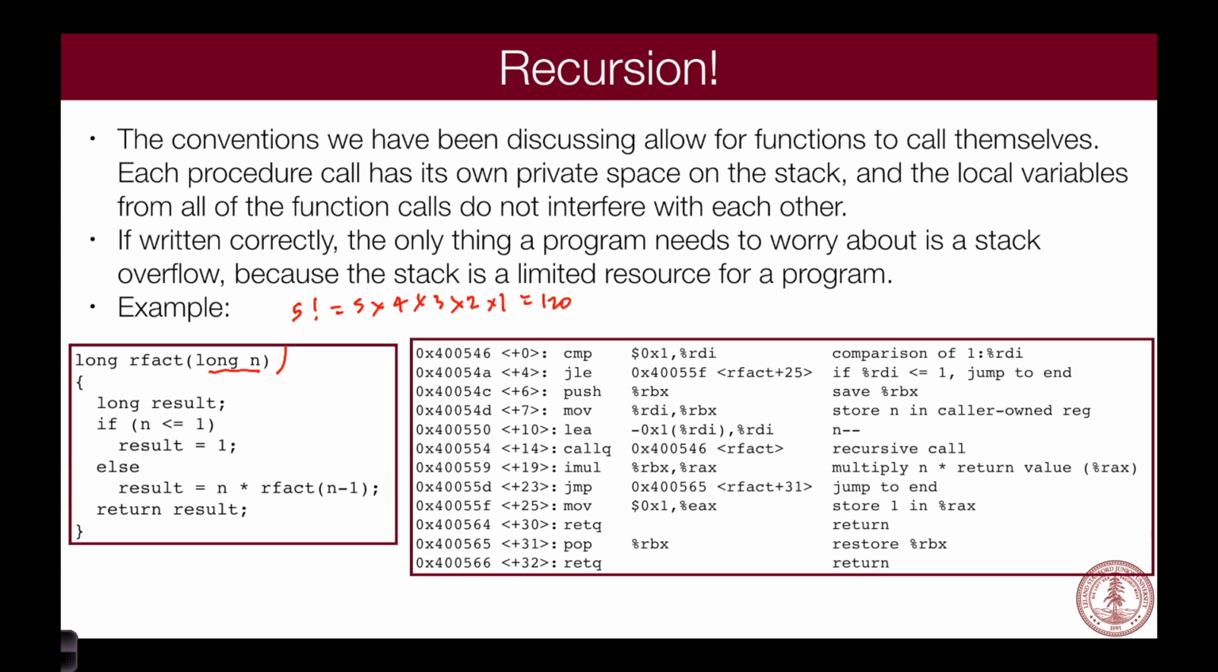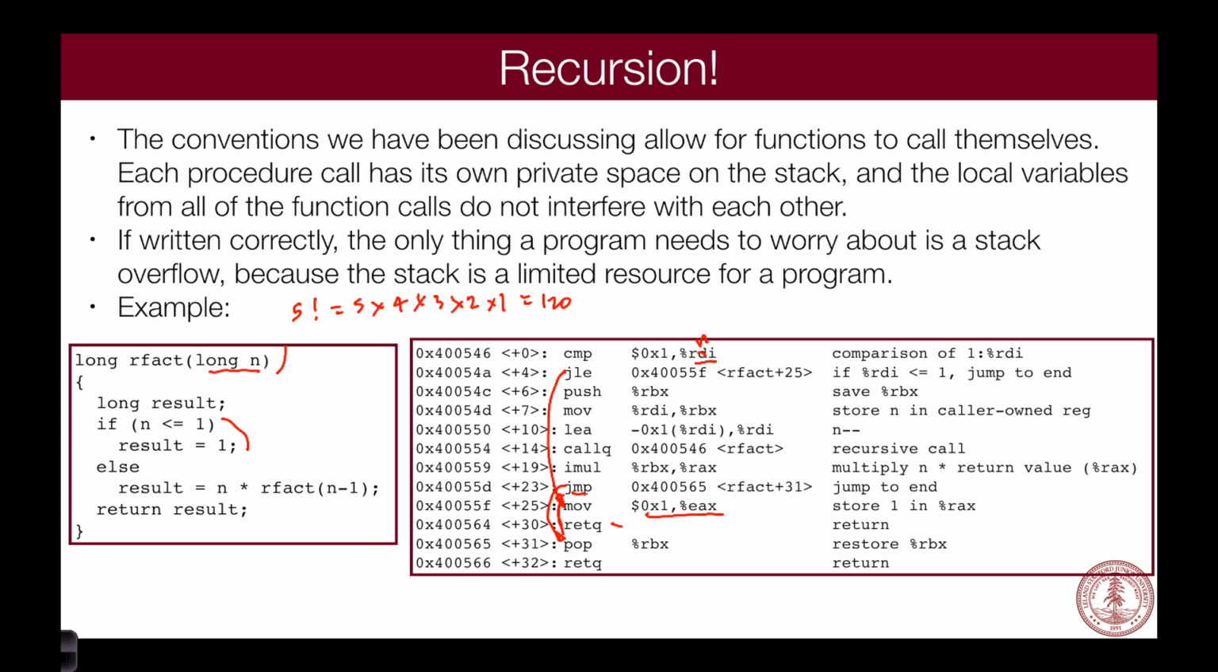Well, the first thing it does is a comparison right off the bat. I'm going to compare 1 to the parameter n, and if n is less than or equal to 1, then I'm just going to jump all the way down to here. I am going to set the value 1 into the return value EAX and then return. Now, this gets a bit jumbled up inside here. We actually have another jump that jumps right over here.